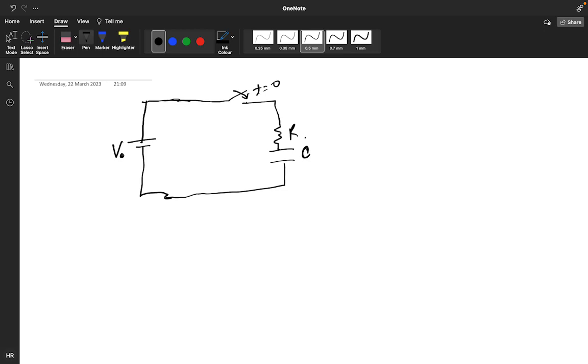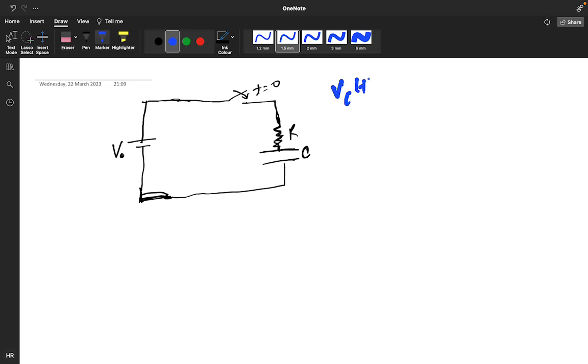So what happened earlier? When this switch was not closed, see, this is your RC network, and in the RC network we will get the final equation.